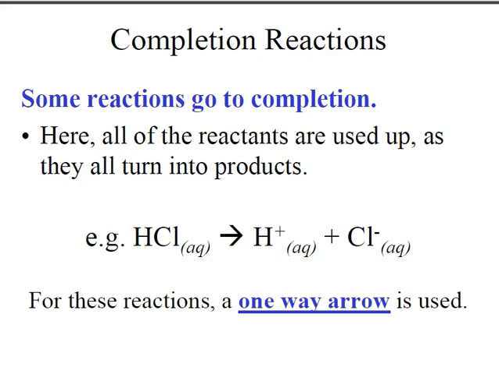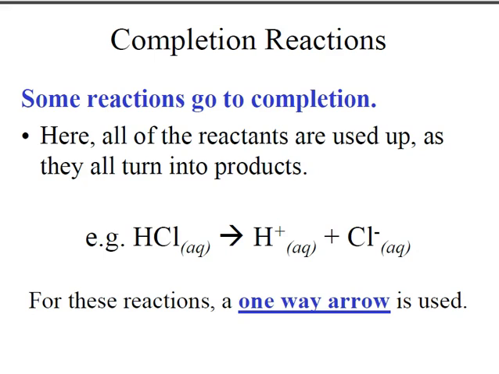Some reactions, however, cannot be reversed. They do what is called go to completion. For example, if you have a strong acid, such as hydrochloric acid, and you place it in water, all of the ions will dissociate from one another. So you'll have hydrogen ions and chloride ions. As long as there is water present, those will not go back together.